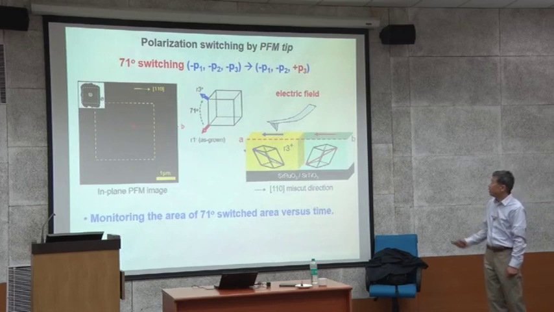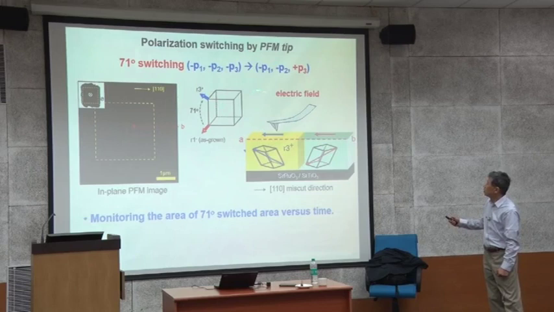And then, at the same time, you can do polarization switching by electric field, the PFM. In the PFM measurement, you look at these regions, a small area scan, and then you switch these three regions, and what happened? Monitoring the area of 70 degree switching area with time.